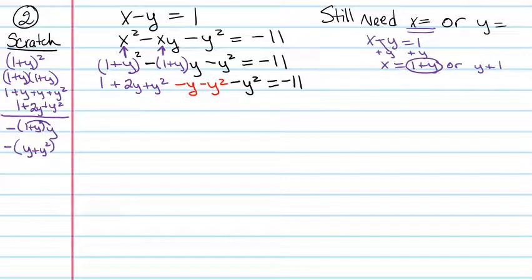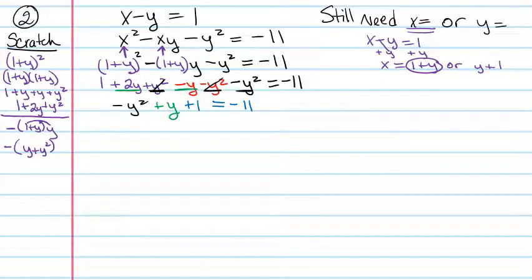Okay, so now this looks like it might be a quadratic, but that's the substitution, and now I'm in the process of simplifying and getting it all in order. So let's get our like terms together, and let's start with the y². So y² minus y² minus another y², so that's going to be minus y². Let's look at the y terms. We've got two of those, so it'll be plus y. Okay, and then I've got a constant of plus 1, and that's equal to negative 11.